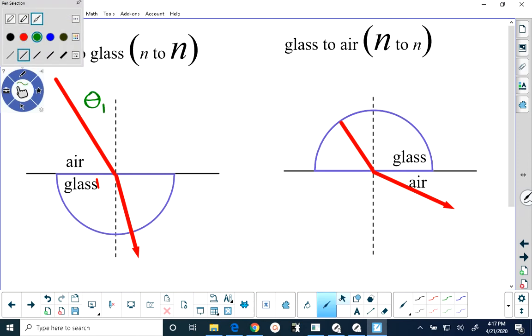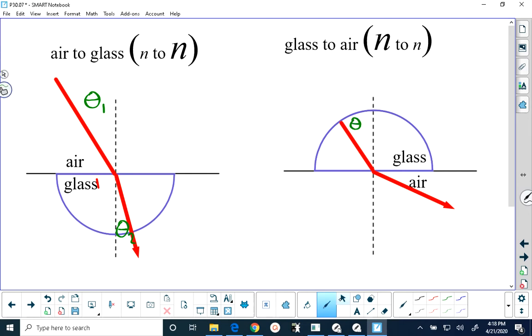This angle can be called theta 1, and this angle in here is theta 2. Theta 1 is referred to as the angle of incidence, and theta 2 is the angle of refraction. This angle is the angle of incidence in the second case, and this angle is the angle of refraction in the second case. They are always measured between the line of light and the normal line. So when something refracts towards the normal, the angle of refraction is smaller than the angle of incidence. When it refracts away from the normal, the angle of refraction is greater.